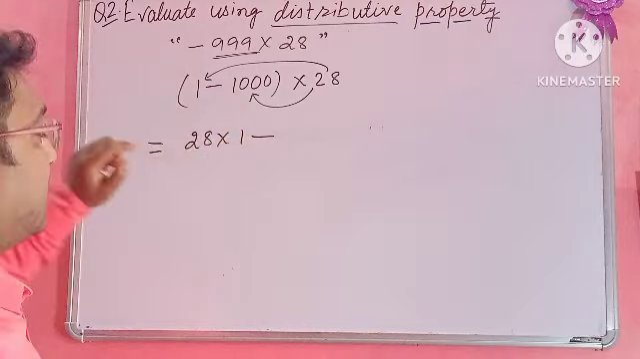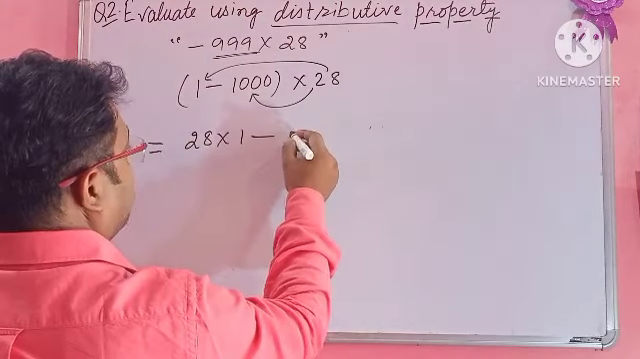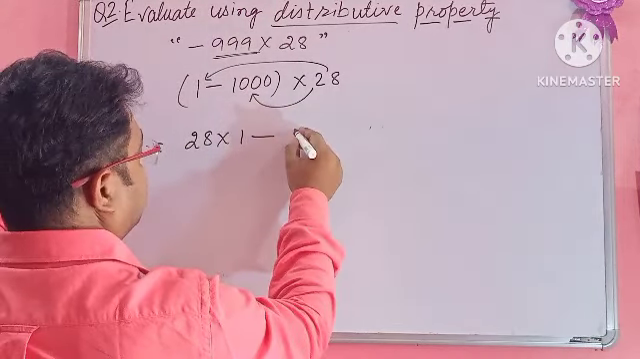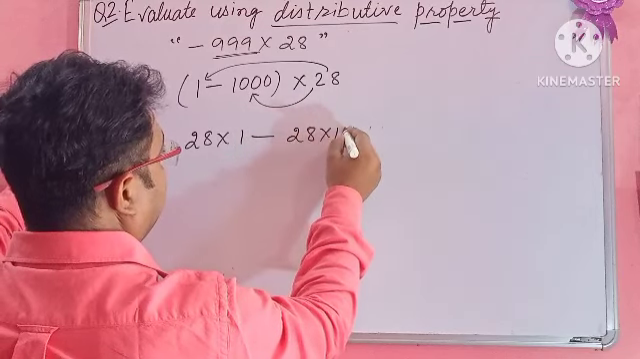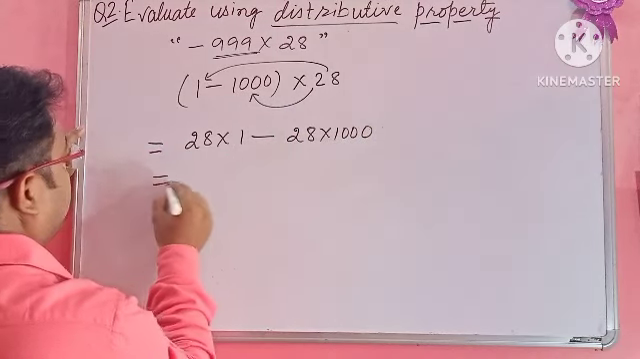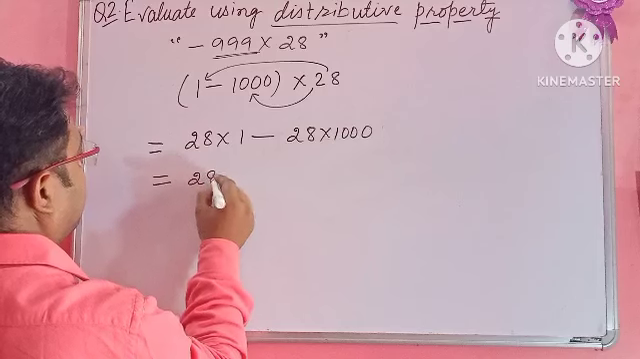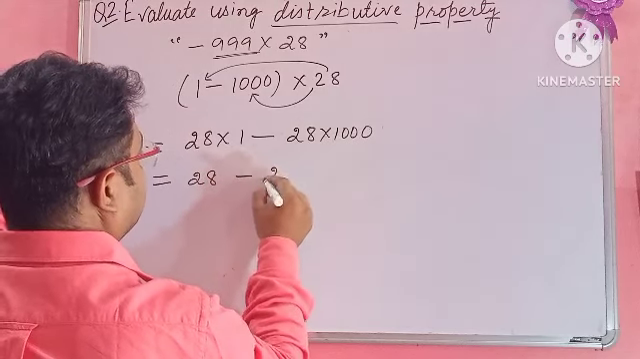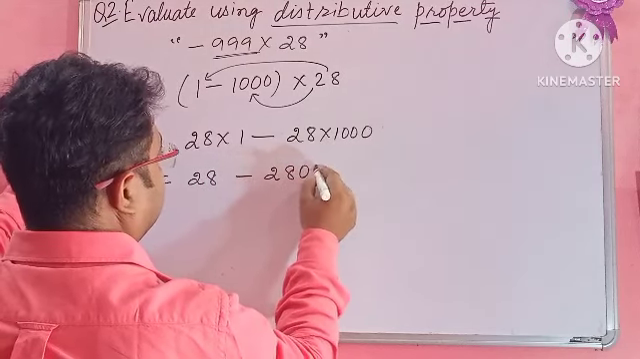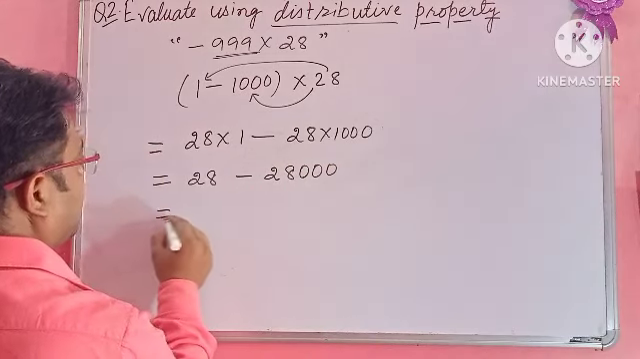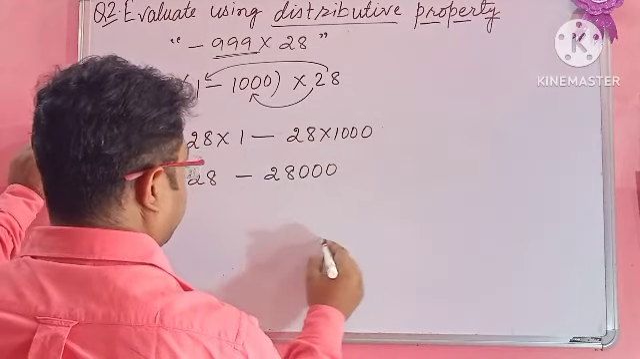Here there is a minus sign. Now what will happen? 28 will get multiplied with this 1000. So 28 will get multiplied with this 1000. It will give you 28 minus 28000. Okay, now if you subtract this 28 from 28,000.